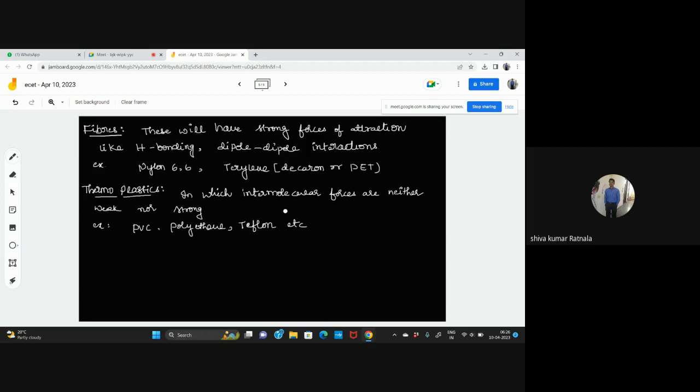Next one. The last one is thermosetting plastics.